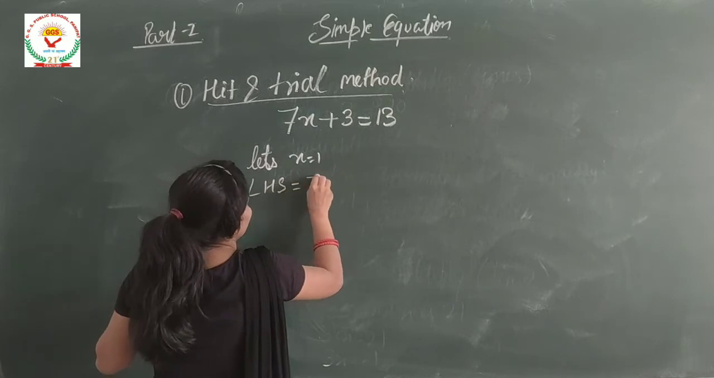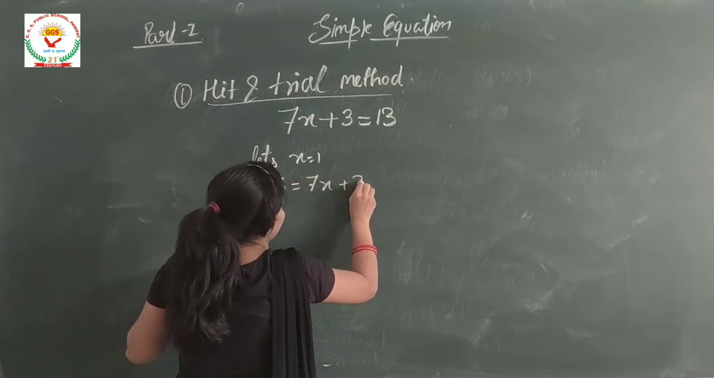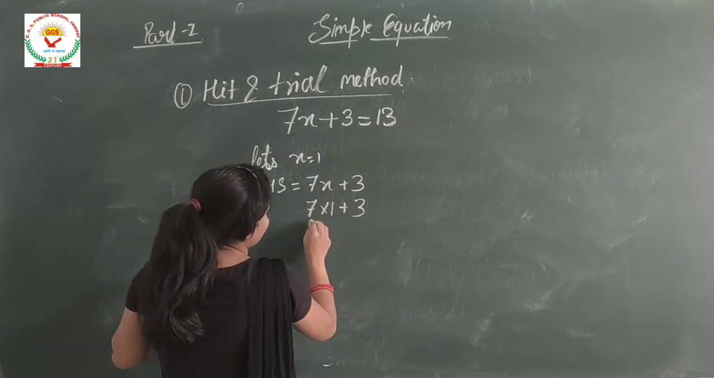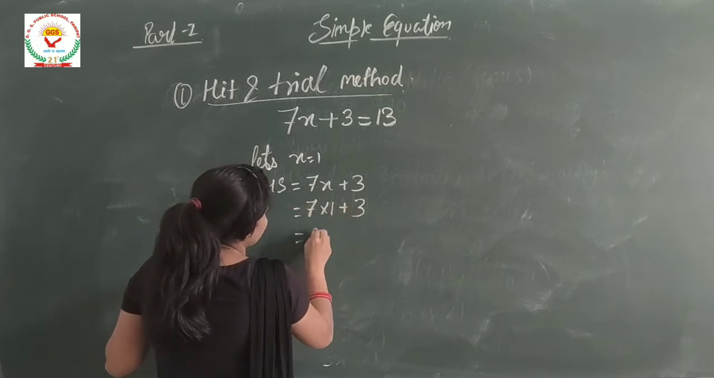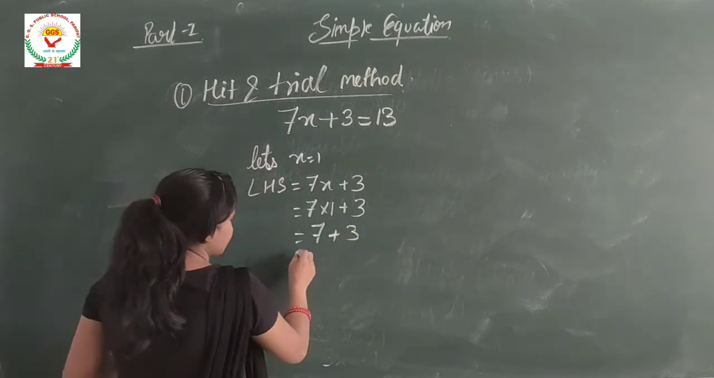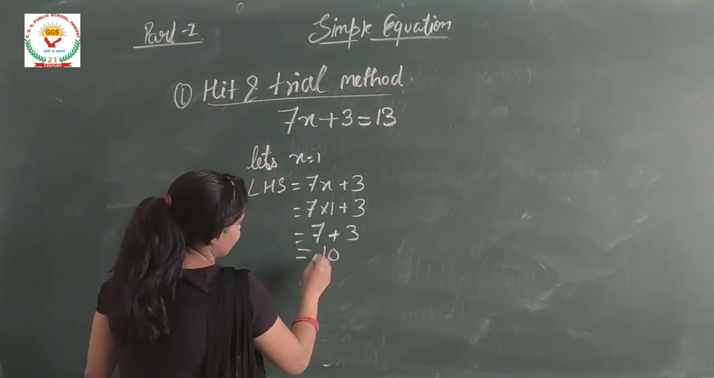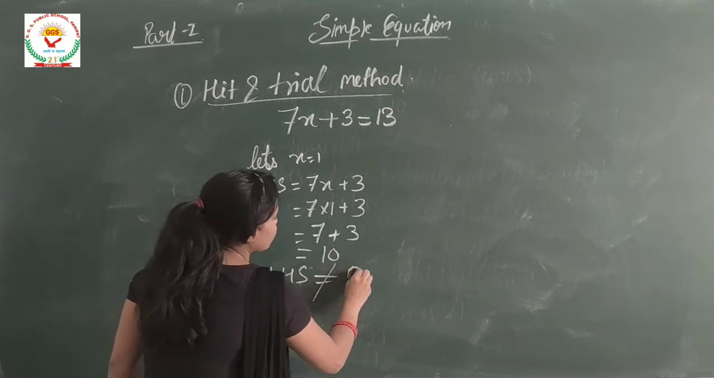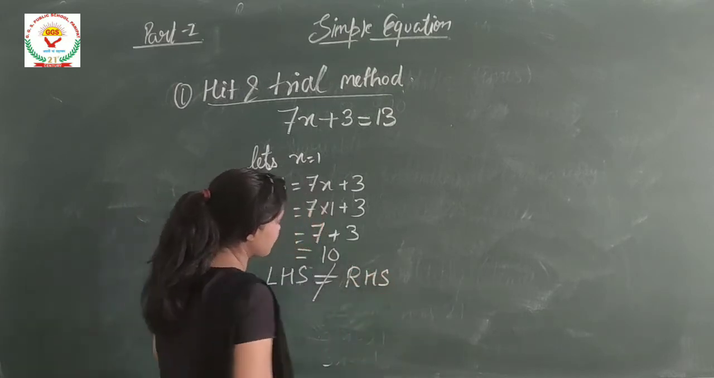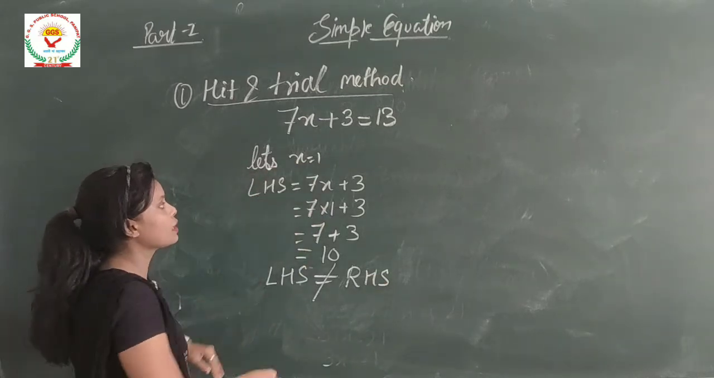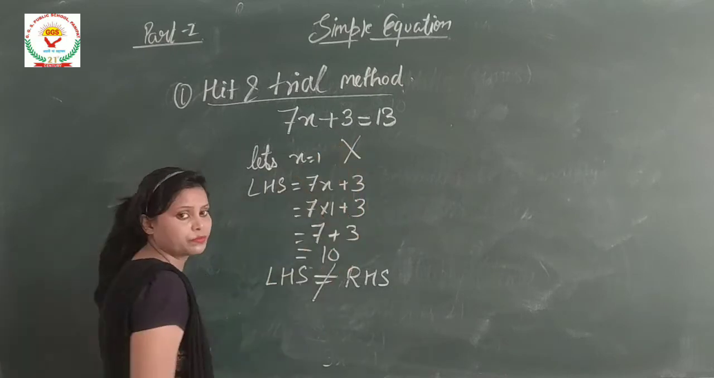LHS is equal to 7x plus 3. So 7 multiply 1 plus 3. 7 multiply 1 is 7, plus 3 is equal to 10. So we get LHS is not equal to RHS. That means the assumption we made, that x is equal to 1, is wrong.